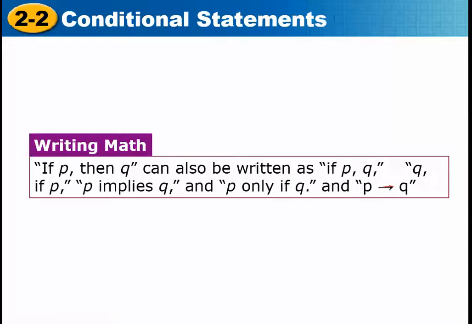There's other ways to write if P then Q. You might see if P comma Q. You might see Q comma if P. That's kind of what we just did. The if was in the middle. P implies Q. P only if Q, and P with an arrow pointing to Q. Those are all different ways you might see it.